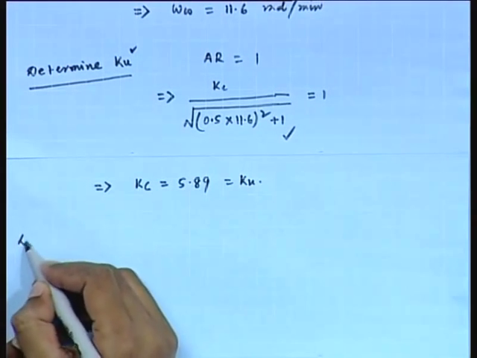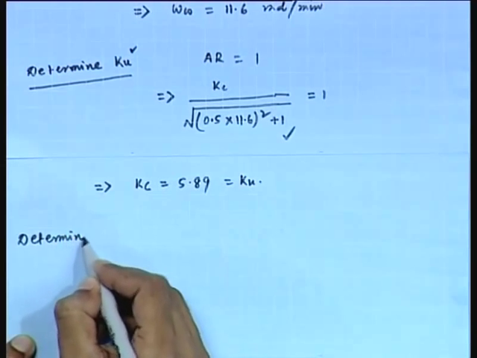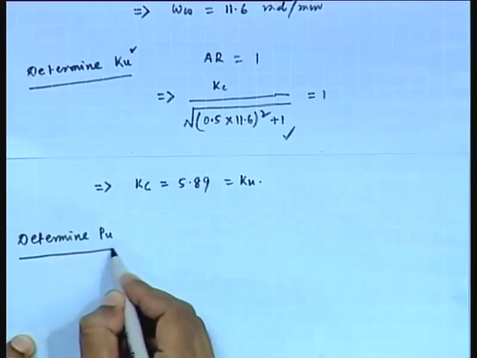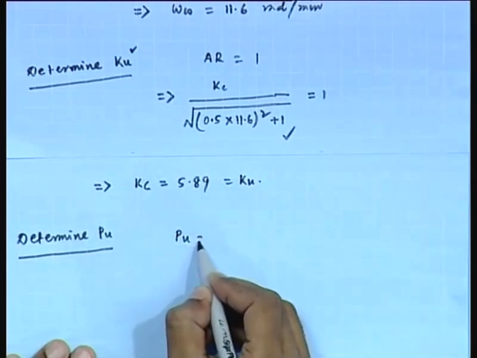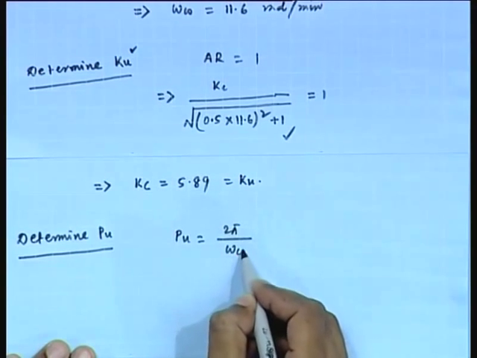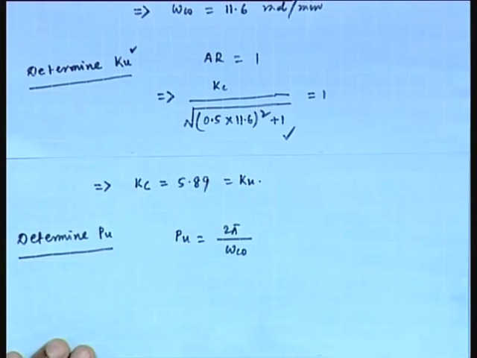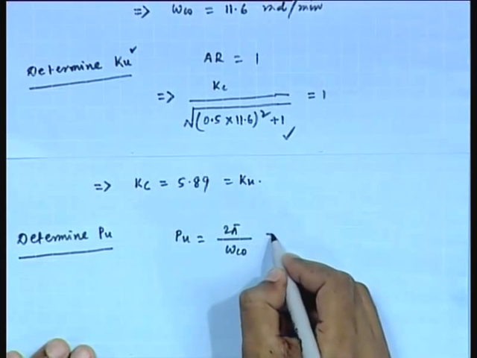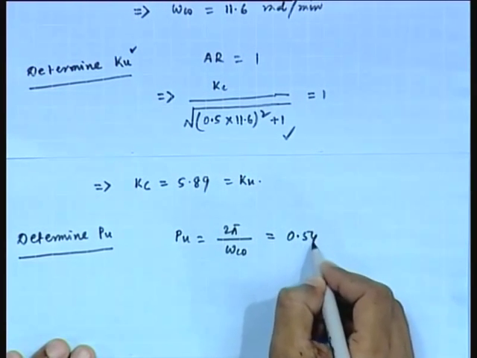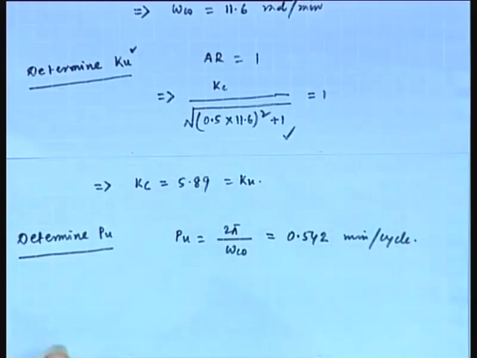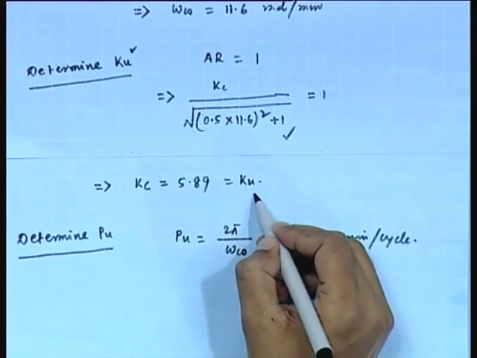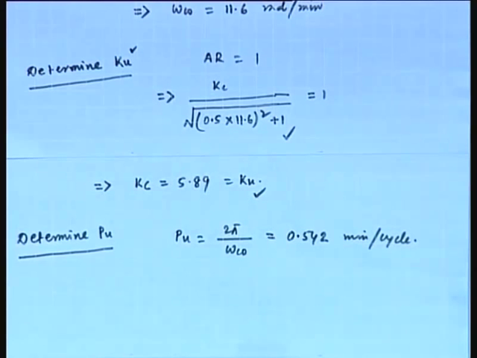Next, determine ultimate period. What is the expression for Pu? Pu is 2 pi divided by omega CO, that is equal to 0.542 minute per cycle. So, ultimate gain is 5.89, ultimate period is 0.542.